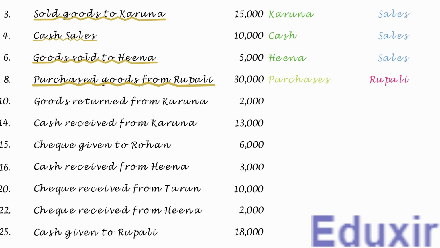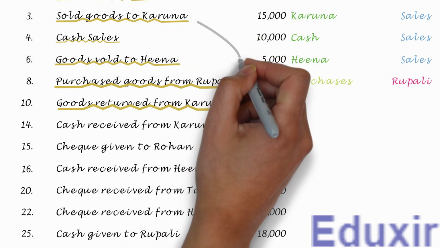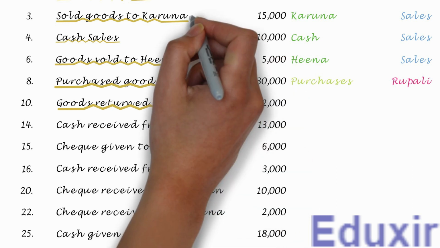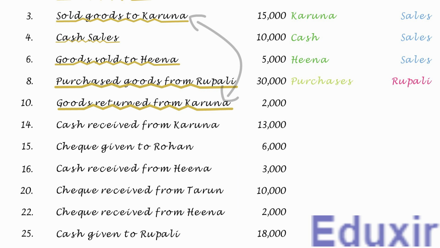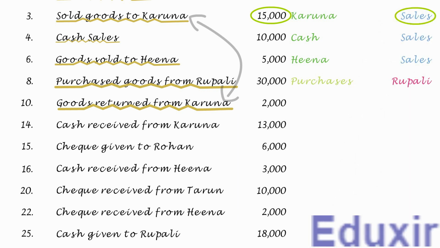In this transaction, goods worth 2000 rupees are returned from debtor Karuna. This transaction is related to the transaction done on 3rd January, wherein goods worth 15,000 rupees were sold to Karuna. Karuna is now returning 2000 rupees worth of these goods. When the goods are sold to the debtors on credit, we record it in the sales account on the credit side. If you are in the initial stages of learning accounting, you might assume that the goods returned should be debited in the sales account, as the goods returned reduces the sales.